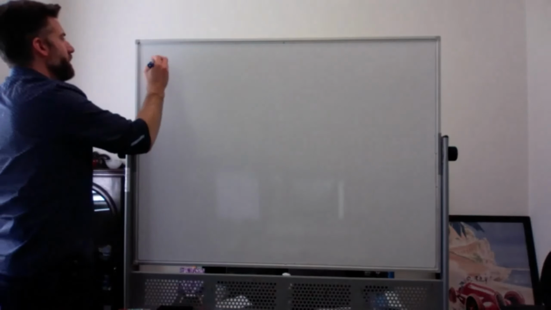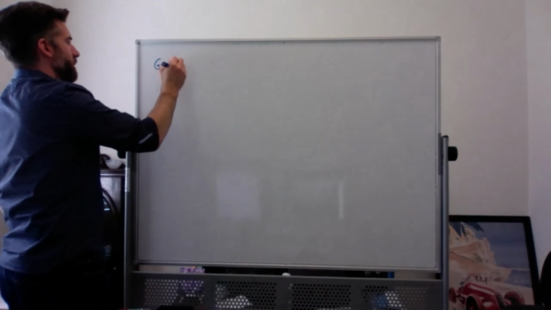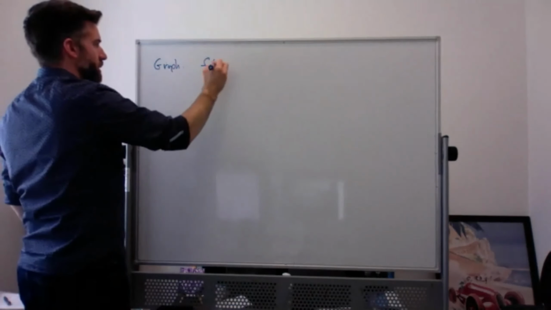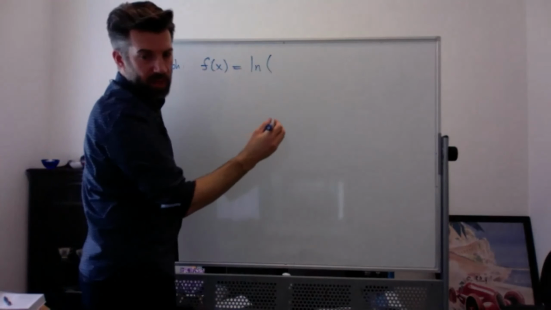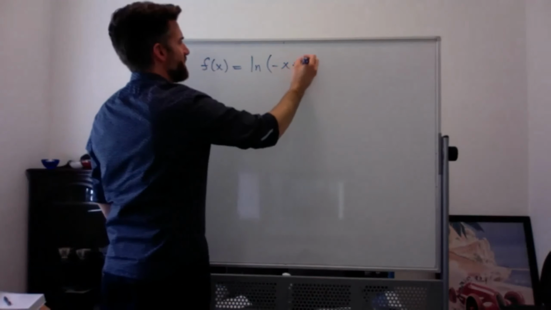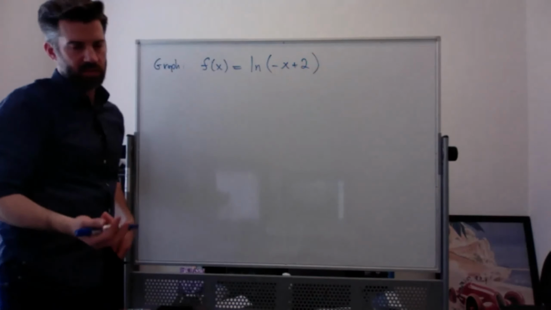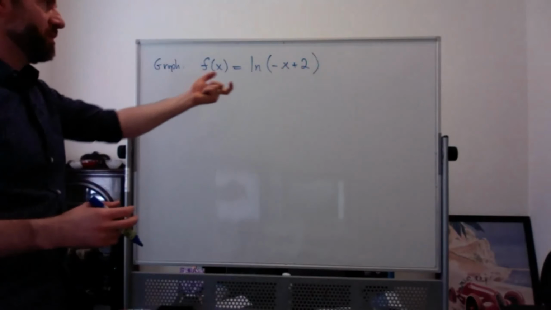So let's look at how to graph the function, say, f of x equal to the natural log of negative x plus 2. This isn't exactly the same one that he did. He had some other pieces to it, but this is the important part here.